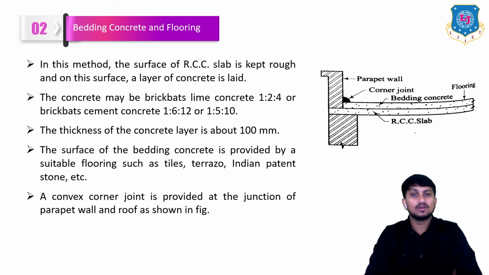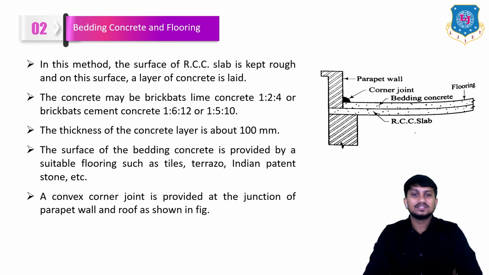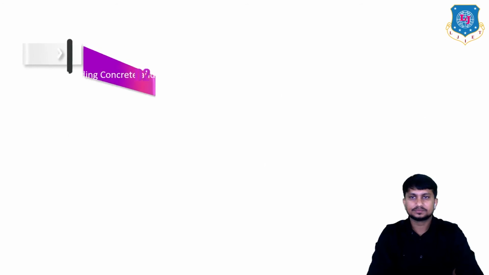The surface of the bedding concrete is provided with a suitable flooring such as tiles, terrazzo, Indian patent stone, etc. A convex corner joint is provided at the junction. You can clearly see the corner joint, which is convex type, at the junction of the parapet wall and roof, which reduces the chances of water leakage in the flooring. So this is how you can do waterproofing with the help of bedding concrete and flooring.